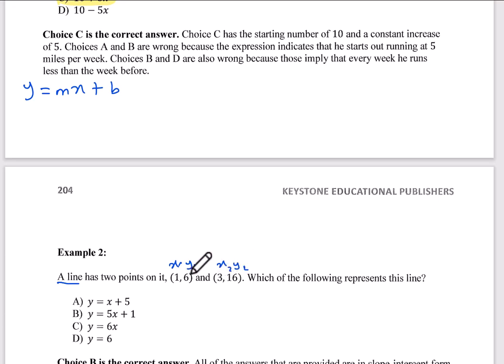So that is just what it looks like. Now the first thing you want to figure out is the slope. What is your slope? Your slope is m, right? Which is this now.